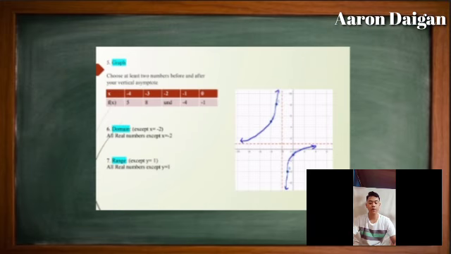Afterwards, we're going to identify also the domain, which excludes the vertical asymptotes. In graphing, choose at least 2 numbers before and after your vertical asymptote. And lastly, you're going to find its domain and range. That's all. Thank you.